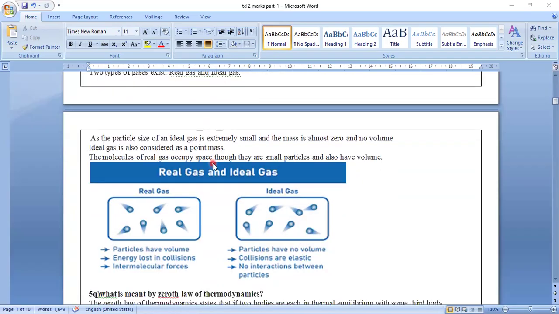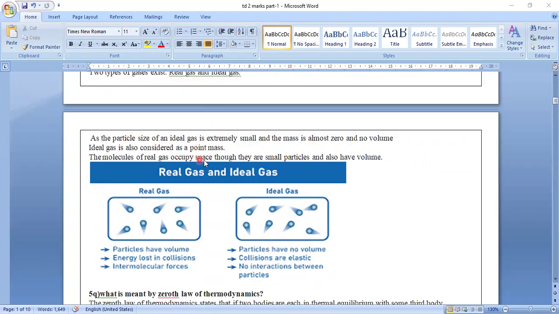If you consider that the particle size of an ideal gas is extremely small, so the atom size is very, very small and the mass is almost zero, with no volume, then it is called an ideal gas. It is a point mass.